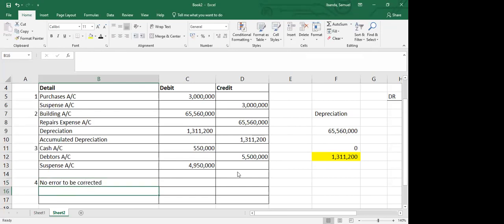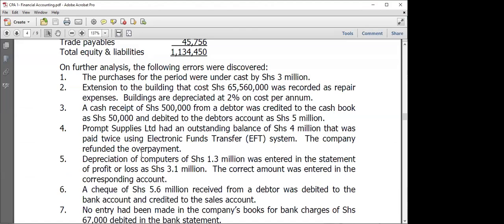So I'll move to the next part, which says that the depreciation of computers, 1.3, was entered in the statement of profit or loss as 3.1. The correct amount was entered in the corresponding account. The depreciation of computers worth 1.3 was entered in the statement of P&L as how much? As 3.1. The correct amount was entered in the corresponding account.